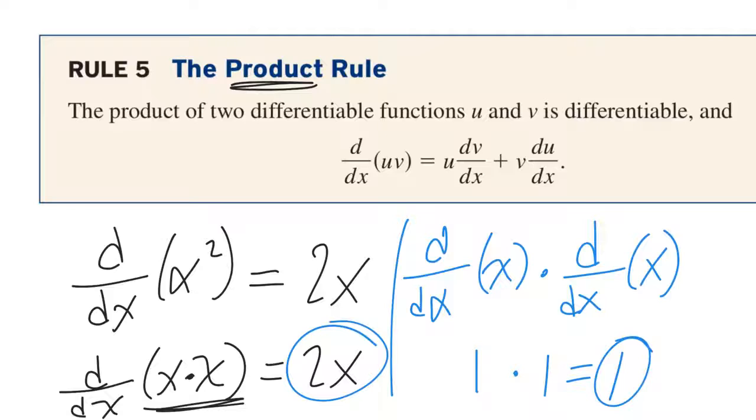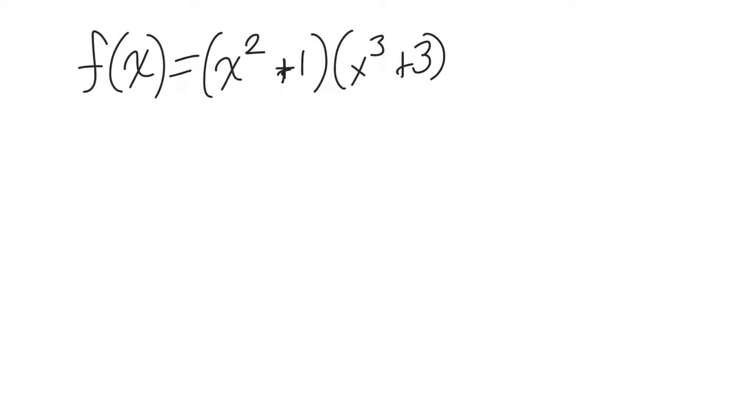So now let's go back up here and look at what the product rule actually tells us. The product rule tells us that if we have two functions, u and v, and we know they're both differentiable, the first thing we're going to do is take this u function and multiply it by the derivative of v. Then we're going to take v and multiply it by the derivative of u. And we're going to add those two together. Let's look at an example of this rule.